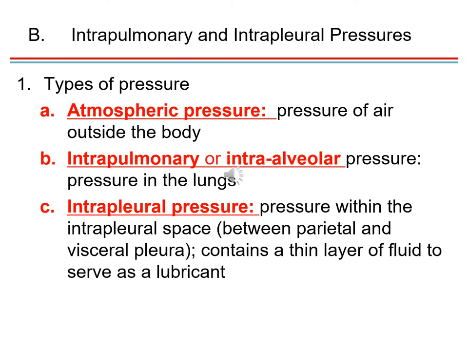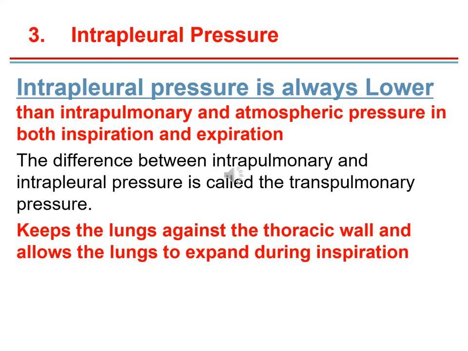So the three pressures that play together in order to breathe in and breathe out are the atmospheric pressure, intrapulmonary pressure, and the intrapleural pressure. We mentioned before the atmospheric pressure and the intraalveolar pressure. We mentioned also the intrapleural pressure and where it's coming from. What I want you to know is that the intrapleural pressure is always lower than the intraalveolar pressure and lower than the atmospheric pressure, in both inspiration and expiration. And the function of this pressure is to keep the lungs against the thoracic wall and allow the lungs to expand during inspiration.